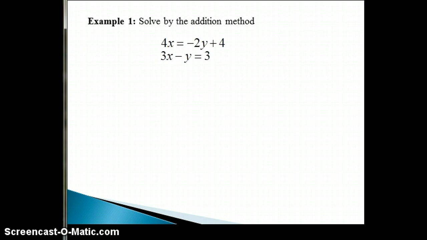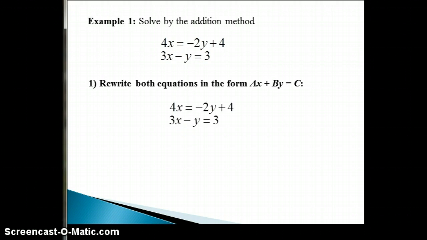Let's look at a few examples. Notice that the equations in this first system are not in the same form. Thus, we need to do the first step, which says to rewrite both equations in the form ax plus by equals c. Since the bottom equation is already in that form, we will leave that equation alone. We can add 2y to both sides of the top equation to get it into the proper form.